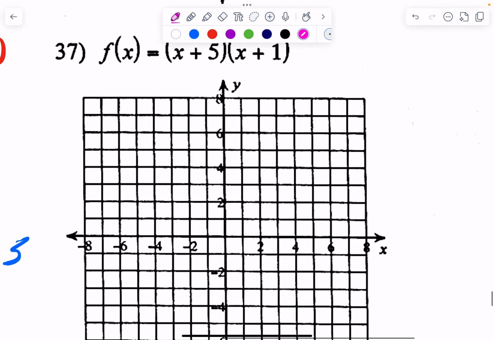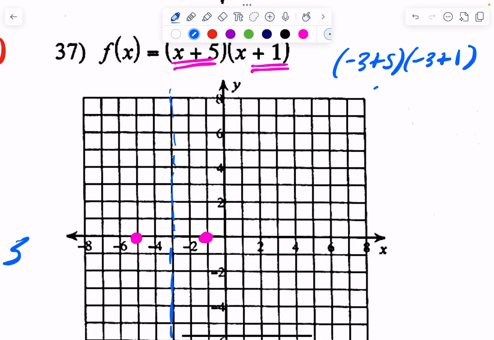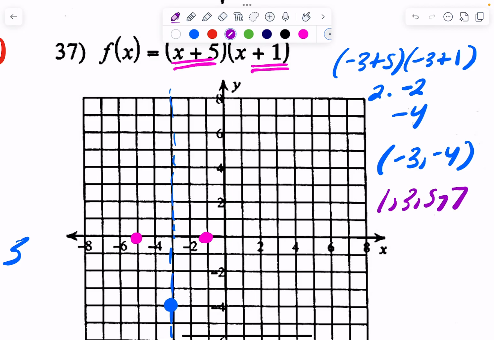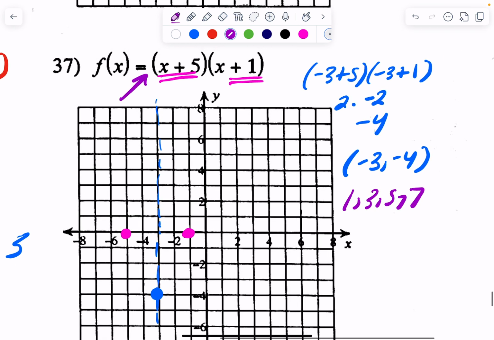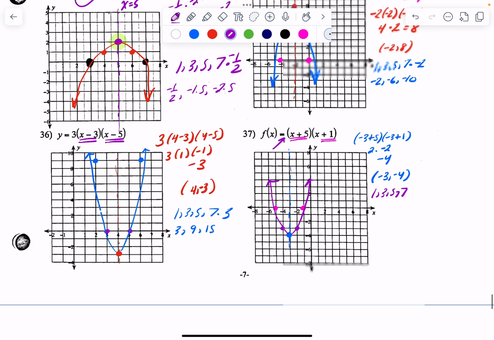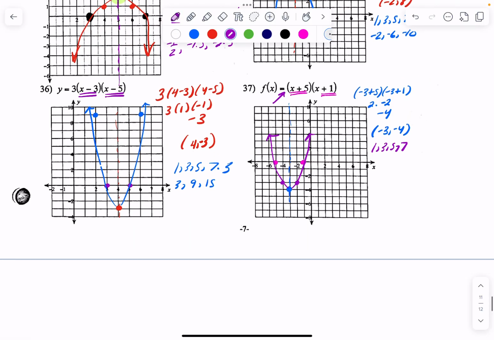And last but not least, -5 and -1. Our axis of symmetry is halfway between, so it's obviously here at -3. We plug in -3: -3 plus 5 times -3 plus 1, which would be 2 times -2, which is -4. So it was -3, -4. And then it's 1, 3, 5, 7, because there's only an a value of 1. So over 1 up 1, over 1 up 1, and we have enough points to connect. You need 5 points to get full points. And whoo, hallelujah, I think we're all glad that is over.